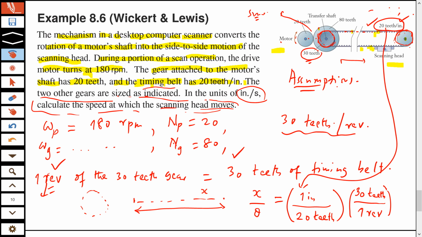1 inch per 20 teeth is the information I picked from there, because this is how much distance the timing belt covers. So for 20 teeth, it covers 1 inch. For 30 teeth, it covers one revolution on the gear. So I place this 30 teeth and this one revolution in such a way that this is 1, and now I can get rid of this teeth and this teeth, and I get my x over theta. This theta is just an angle, remember. So that angle can be 1 radian, it can be anything. When you divide it, it disappears, okay?